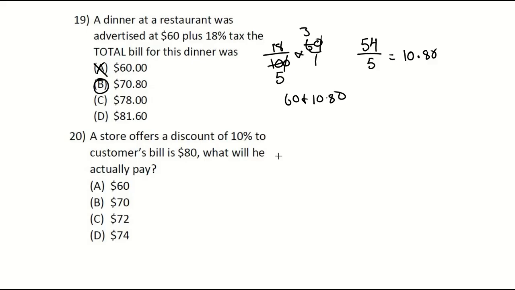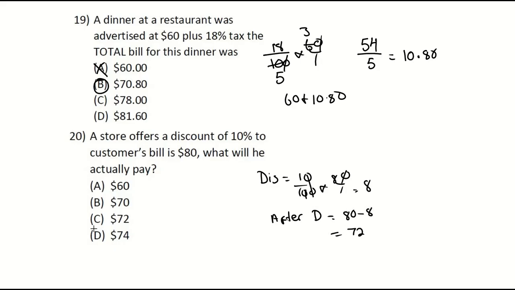So if he's getting a discount of 10, we know that the discount is going to be 10 over 100 multiplied by 80 over 1. Cross out, cross out, cross out. So he's getting $8 off, but he wants to know what he will actually pay after the discount. That is going to be 80 minus 8, which is 72. So the answer is C for this question.